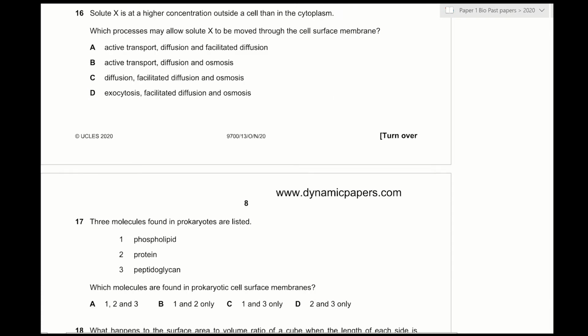Question number 16. Solute X is at a higher concentration outside a cell than in the cytoplasm. Which processes may allow solute X to be moved through the cell surface membrane? So, here we have a cell, and solute X is at a higher concentration outside the cell. So it will go inside the cell, down the concentration gradient.